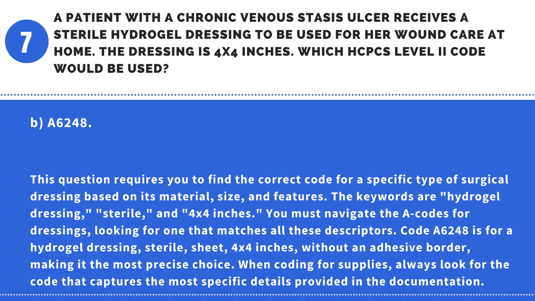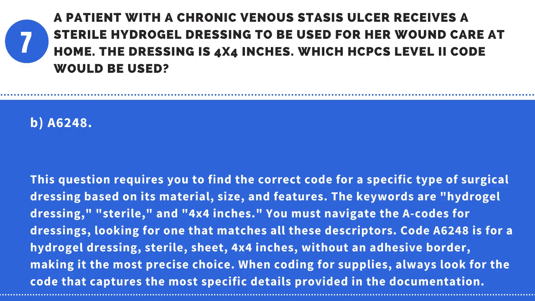Answer: B. A6248. This question requires you to find the correct code for a specific type of surgical dressing based on its material, size, and features. The keywords are hydrogel dressing, sterile, and 4 by 4 inches. You must navigate the A codes for dressings, looking for one that matches all these descriptors.